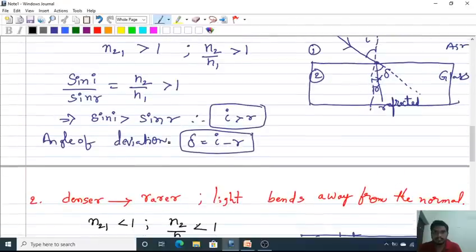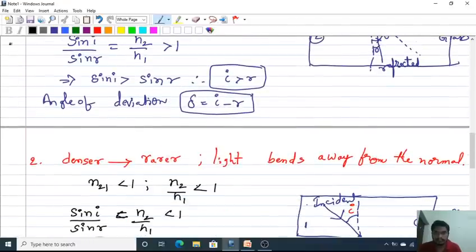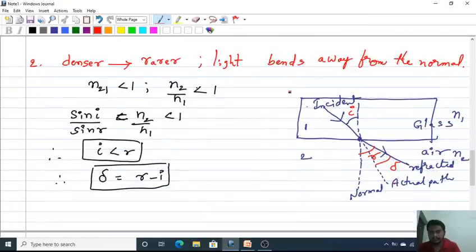In the previous case, when light travels from rarer to denser, the angle of incidence is greater than the angle of refraction, so the angle of deviation is like this. In this figure, when light travels from denser to rarer, since the angle of incidence is less than the angle of refraction, it bends away from the normal, and this is the relation for the angle of deviation.